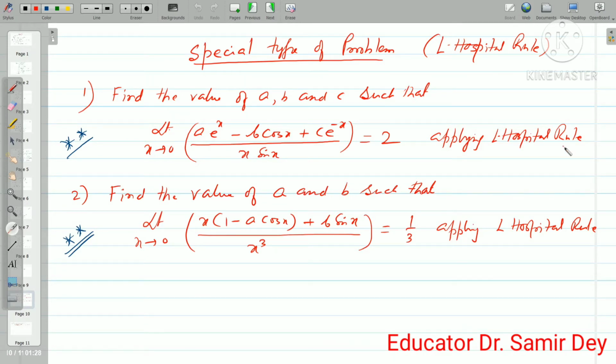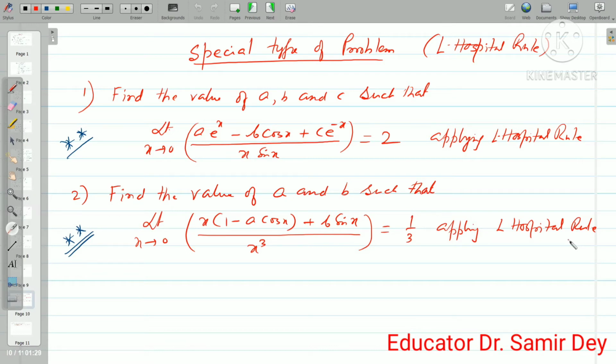Similarly, find the value of a and b such that limit x tends to 0, x into 1 minus a cos x plus b sin x by x cube is equal to 1 by 3, applying L'Hospital's rule. So if you have good luck, you can see the same question, and if you have bad luck, a similar type of question you can see. Now try to understand.